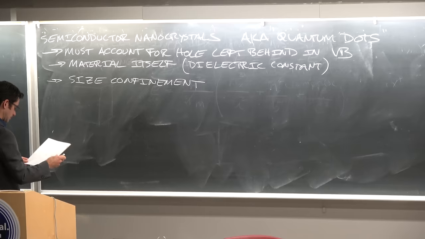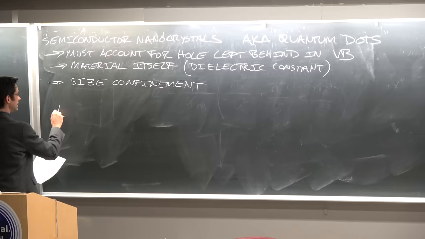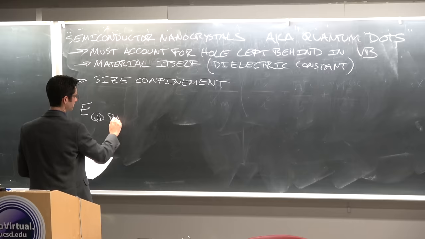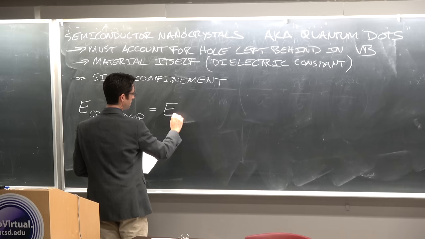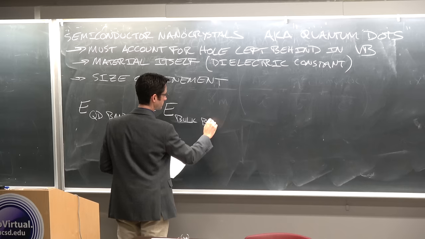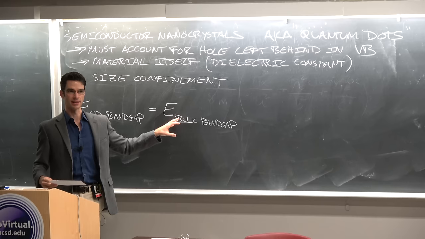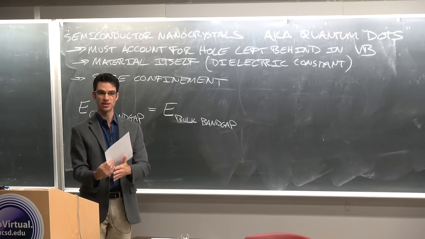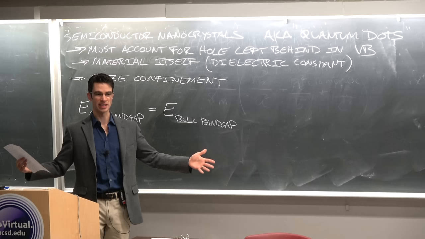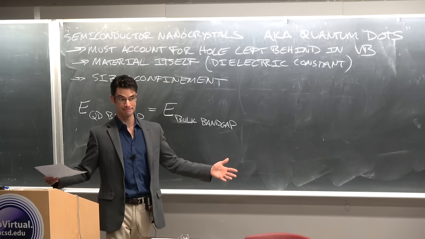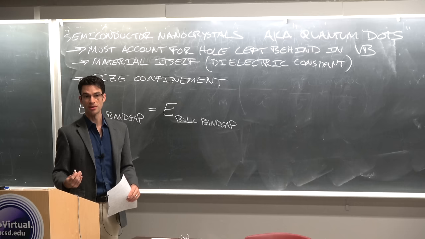Okay, so what we end up having is that the energy of the quantum dot band gap equals the energy of the bulk band gap. This is the energy of a semiconductor of infinite extent. But for our cases, infinite extent is a couple tens of nanometers, where the effects of size confinement on the electronic structure are no longer present. So this is a very theoretical discussion, but what kind of semiconductor are we talking about?